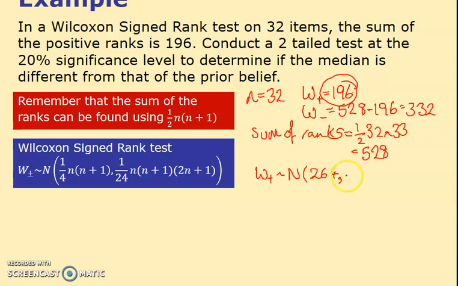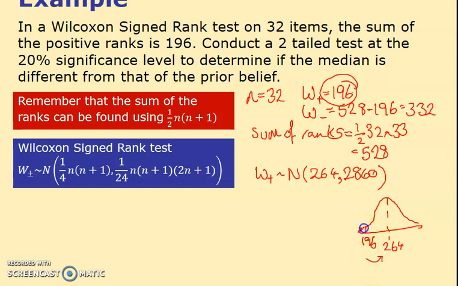2860, so I get 2860 for the variance. So that tells me I would expect to get a normal distribution with the middle at 264, but I actually got 196, quite a way away. Now this is where the continuity correction comes in.